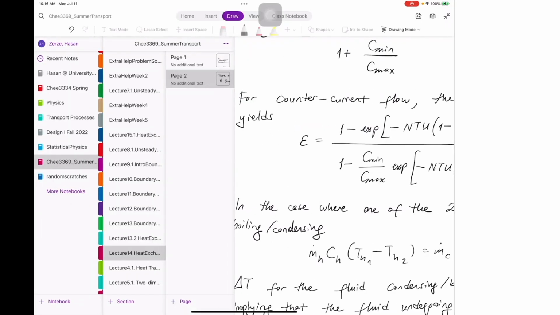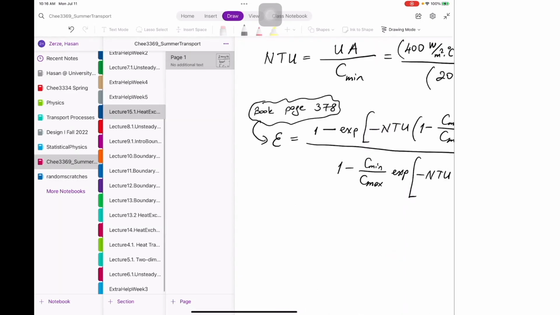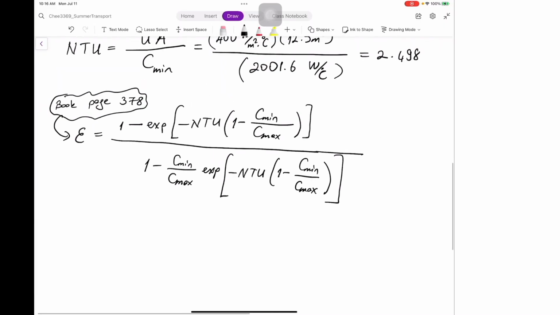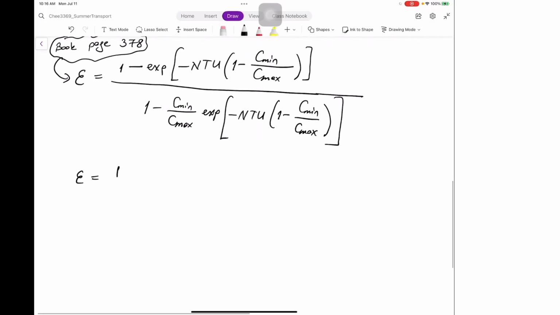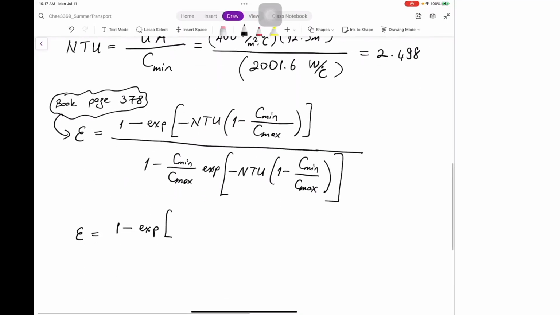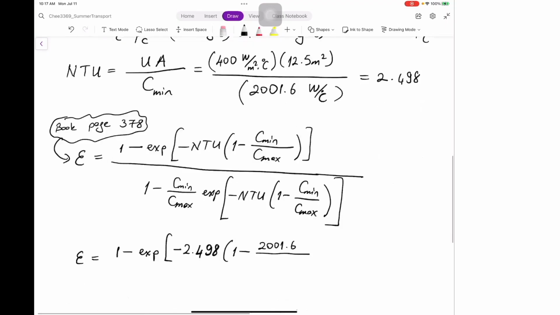So let's go to lecture 15. Okay, good. So we're going to plug in the numbers. So epsilon is equal to 1 minus exponential. Number of transfer units is negative 2.498, times 1 minus, the Cmin is 2001.6 divided by Cmax is 4000.